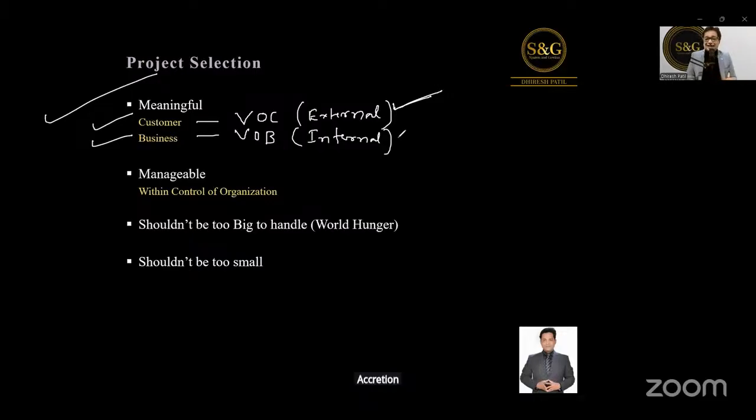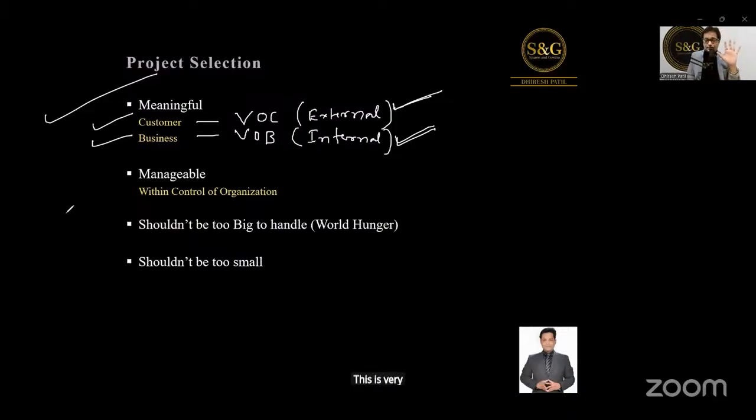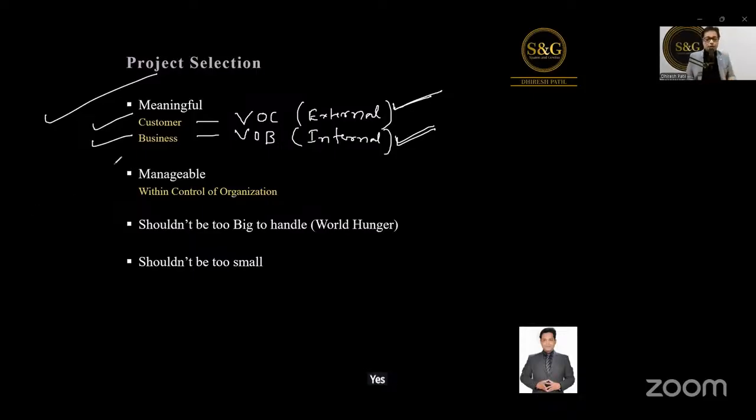Attrition reduction is an internal project. Machine downtime reduction is an internal project. Are you understanding? Yes. So your project should be either customer focused or business focused. It should be meaningful either to the customer or to the business. Clear, everybody? Just give me a yes in the chat box. This is very important. Whenever we are doing a project, make sure that it is either critical to the customer or critical to the business. Just give me a quick yes in the chat box.